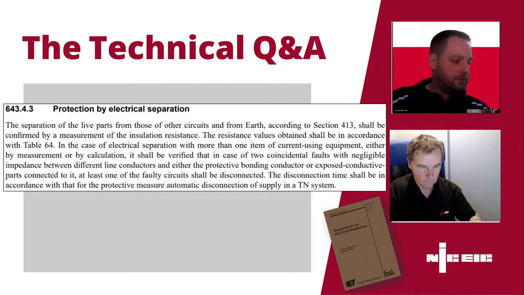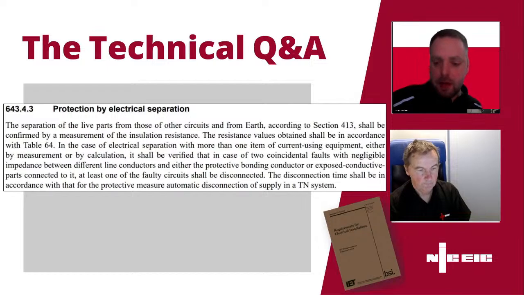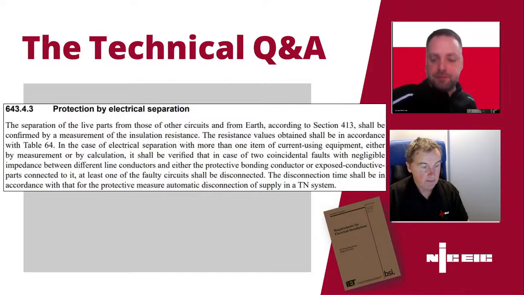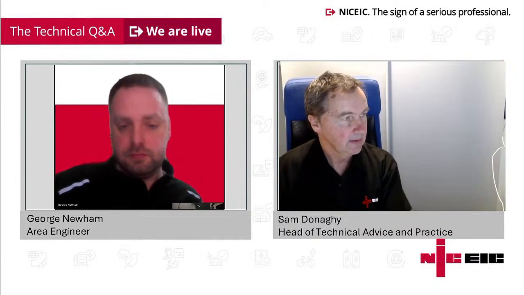Just open it up. So it's in there, protection by electrical separation, and separation of live parts from those of other circuits, so the live parts from the other circuits and from earth. Basically, to show that the protective measure is effective. So it is actually included within Part 6, and there are some specific requirements that you need to ensure. But like you say, it's just confirming that you have actually got a SELV situation and that there is no connection to other circuits within that installation.